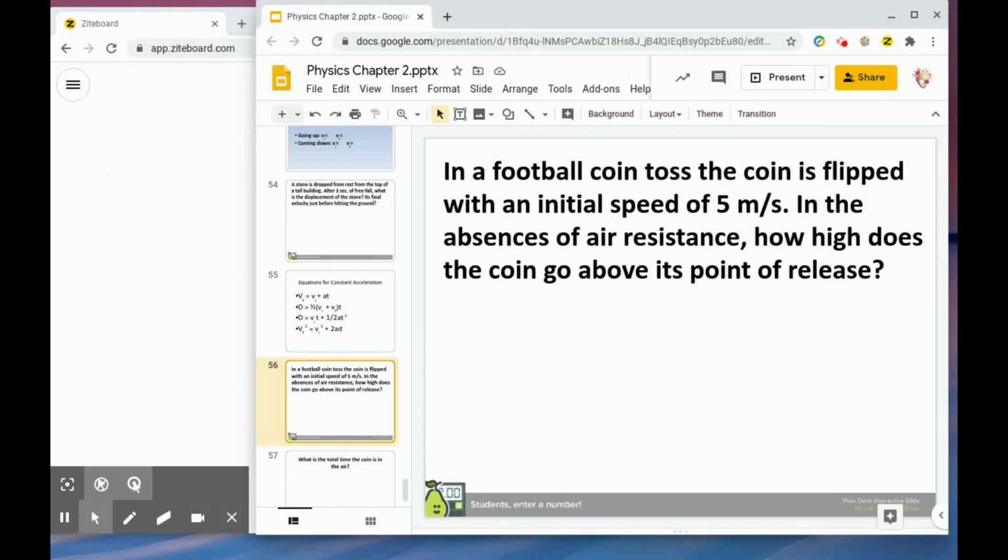On the next problem, it says a football coin toss. We've got a coin flipped, thrown in the air with an initial speed of 5 meters per second. So VI is 5 meters per second. In the absence of air resistance, how high does the coin go above the point of release?